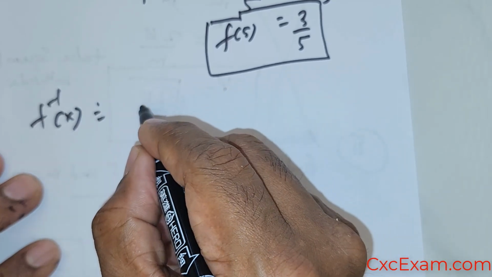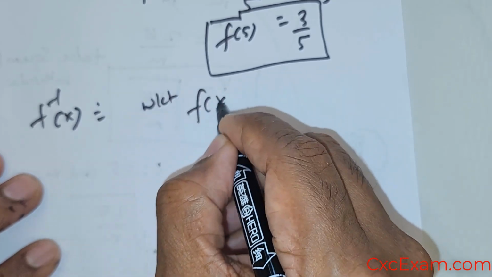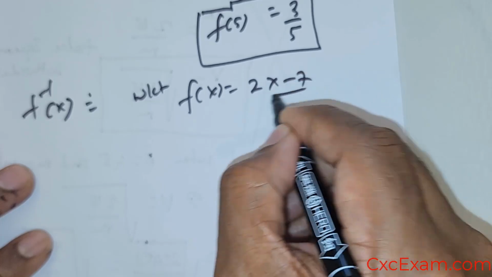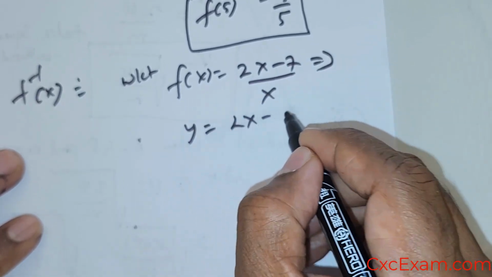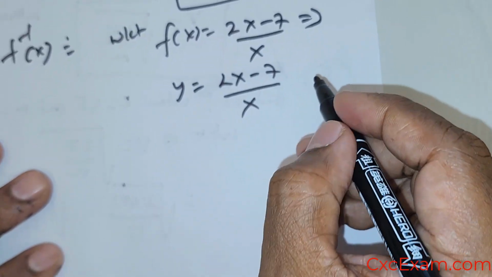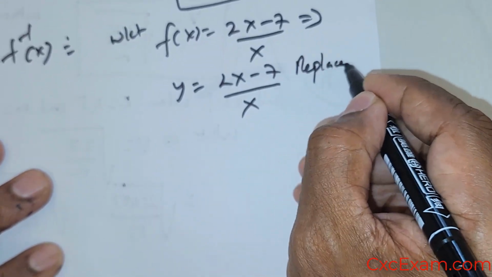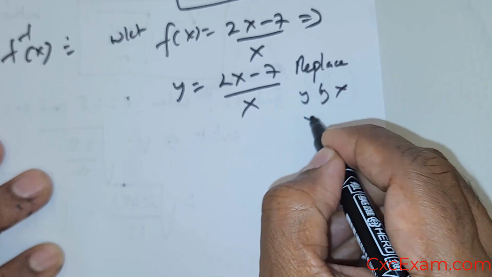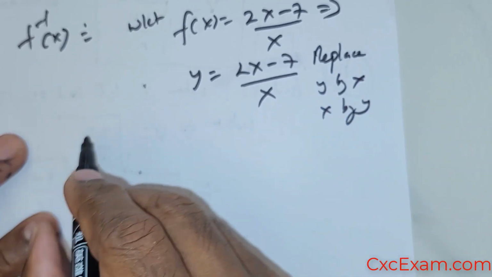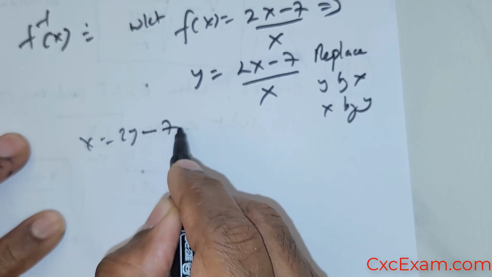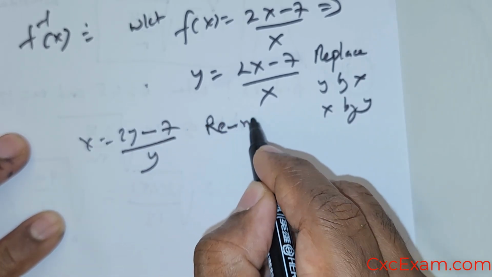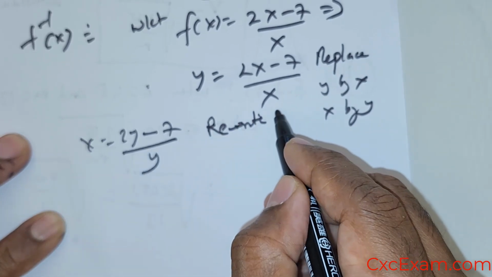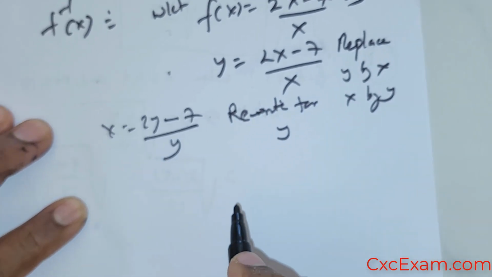Now we know that f(x) = (2x - 7)/x, which means I'm going to write this as y = (2x - 7)/x. Now you replace y by x and x by y. So what do you get? x = (2y - 7)/y, and you rewrite this for y.